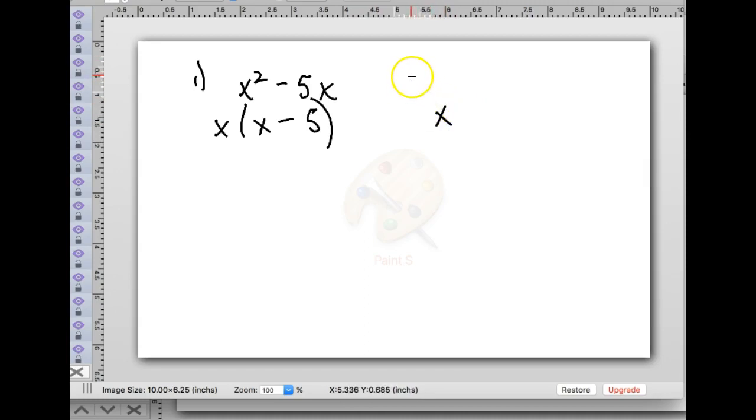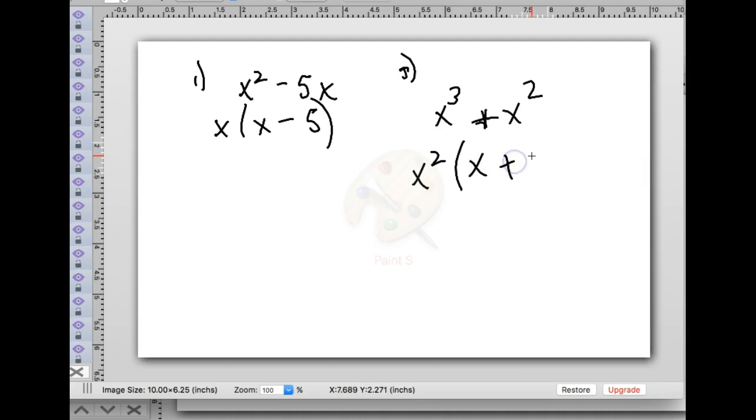Let's look at g. We have x cubed plus x squared. What do they have in common? Well, they have two x's in common. I can pull out two x's. What does that leave me with? X plus 1, right? Because x squared times 1 is x squared.